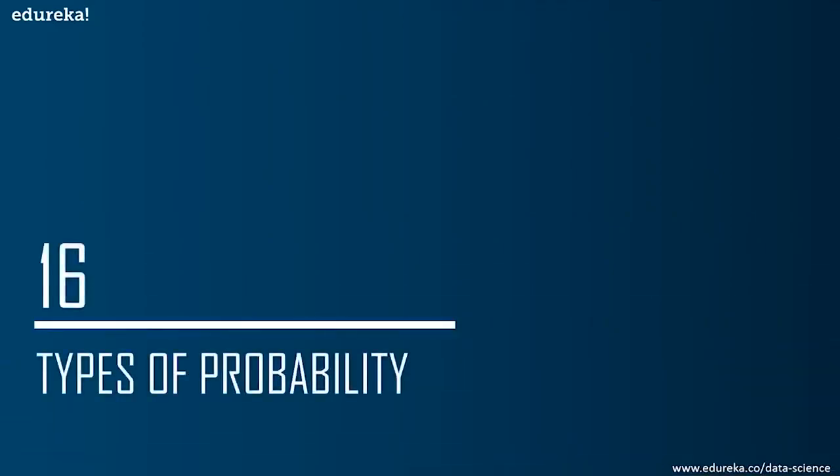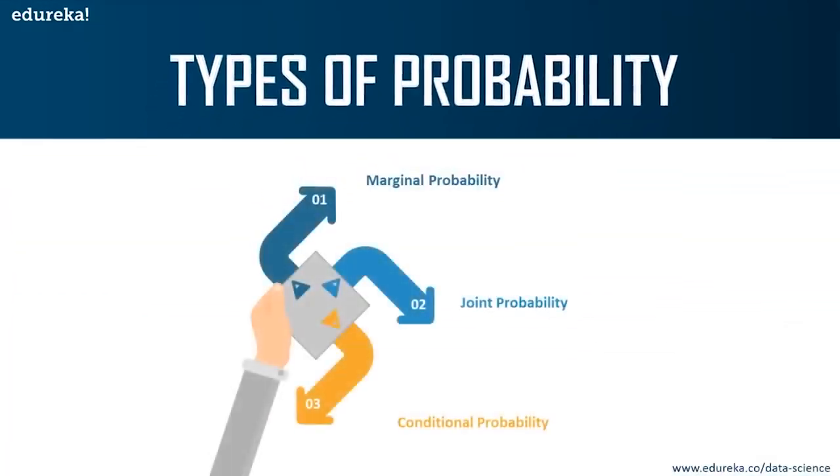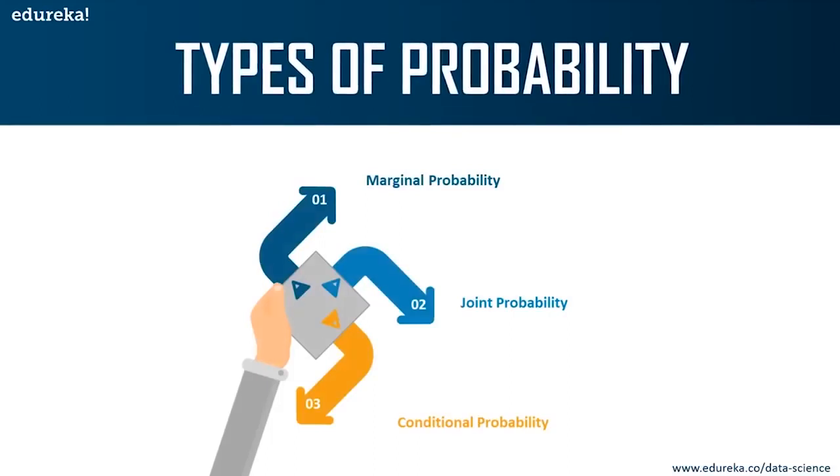Now let's move on and look at our next topic, which is the different types of probability. Now this is an important topic because most of your problems can be solved by understanding which type of probability should I use to solve this problem, right? So we have three important types of probability. We have marginal, joint, and conditional probability. So let's discuss each of these.